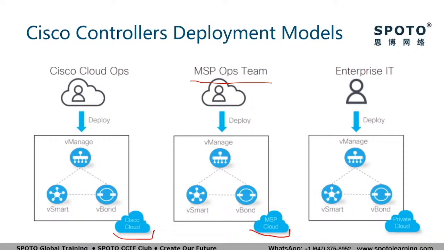The third option is for the customer to host the controllers by themselves, on-premise or in a private cloud. These are three models you can think about. As long as they meet your business requirements, just pick one of them or two of them.